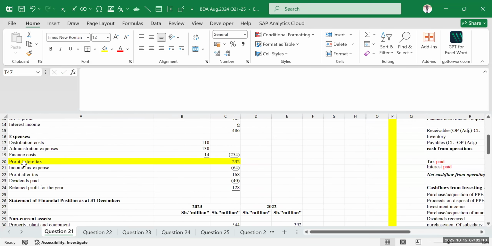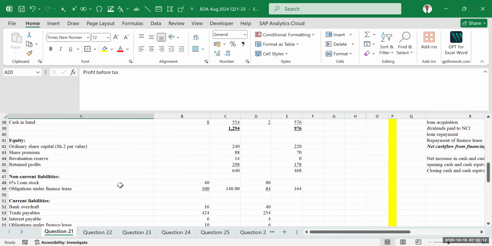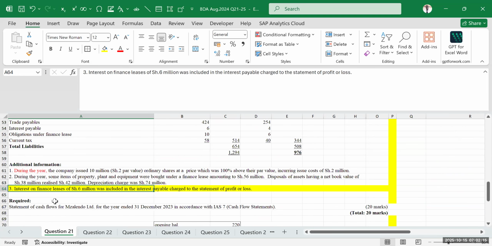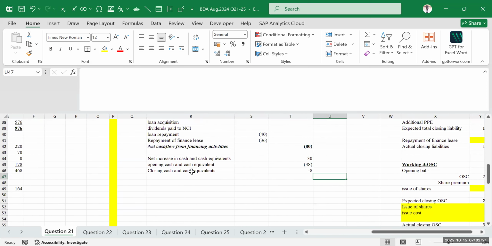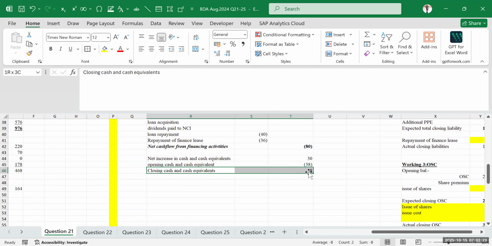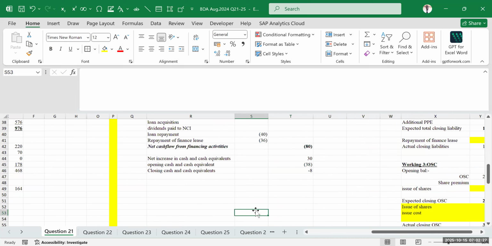You remember that thing? Profit? No. I highlighted something that we had left. This one, note 3. There were members who had a different opinion in note 3. We want to see if we are correct or we are wrong. You know, we are marking ourselves. Now, closing cash and cash equivalent, we are getting as negative 8. Let's confirm from the statement of financial position if the actual closing is negative 8. If it is the same, then we are all correct.